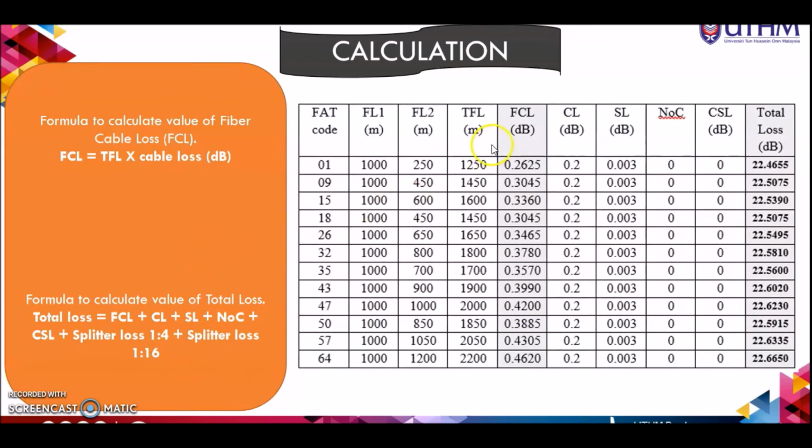This is the table after we calculate the value. For user number 1, the fiber cable loss is 2.2625 and the total loss is 22.4655. This is for the 1250 meter, and for the last user, which is number 64, for the distance 2200 meter, the fiber cable loss is 0.4620 and the total loss is 22.6650. Okay, this is the example of how we calculate the value of fiber cable loss and total loss.